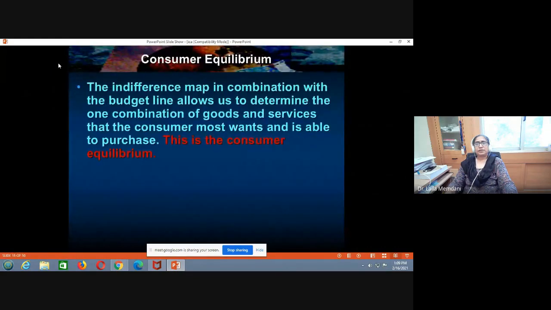So we come to the consumer equilibrium. We have the indifference map. The indifference map in combination with the budget line allows us to determine the consumer equilibrium, that is, what combination of commodities the consumer will buy to get the maximum satisfaction given the budget.